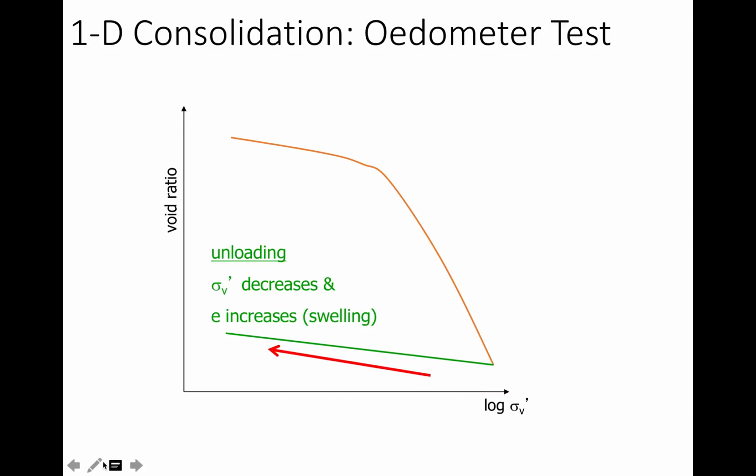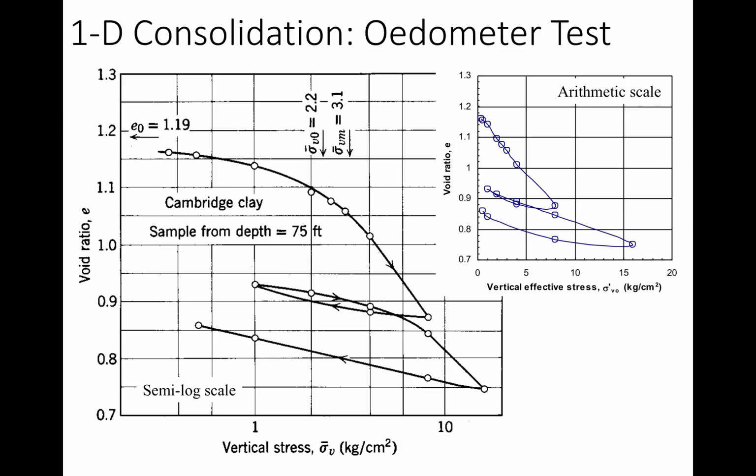As we unload, which we can also do, where we remove the stress, the void ratio is going to increase. But now it can swell. The material will want to rebound and the water will want to come back in between the voids and push the material back out. So that is what a consolidation test will look like and the type of data that you will ultimately get.